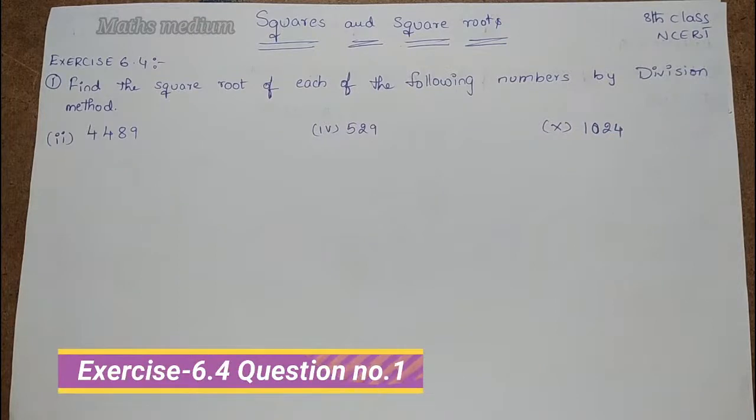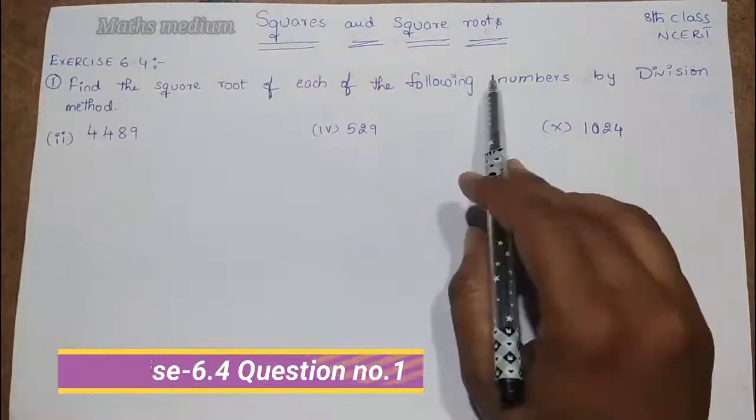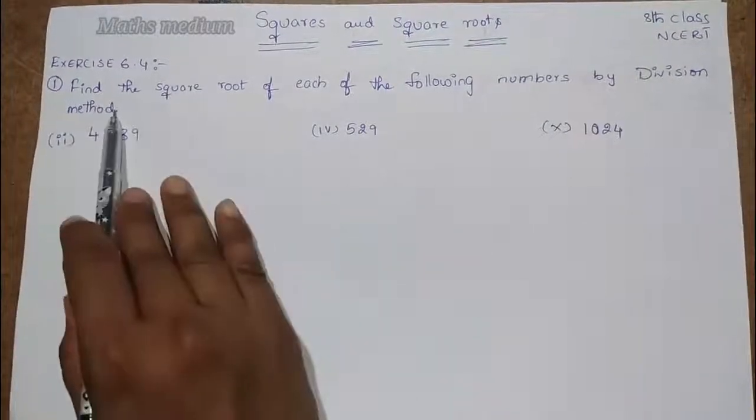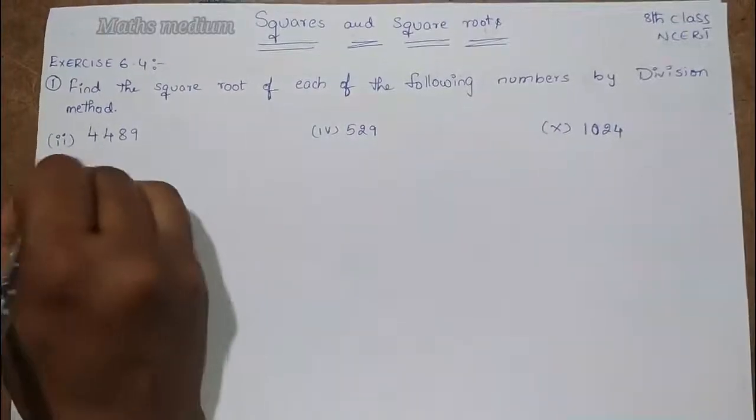Today I came with exercise 6.4 from the Squares and Square Roots, 8th class NCERT. Question number 1. Find the square root of each of the following numbers by division method. We are familiar with the division method. So let's start here.